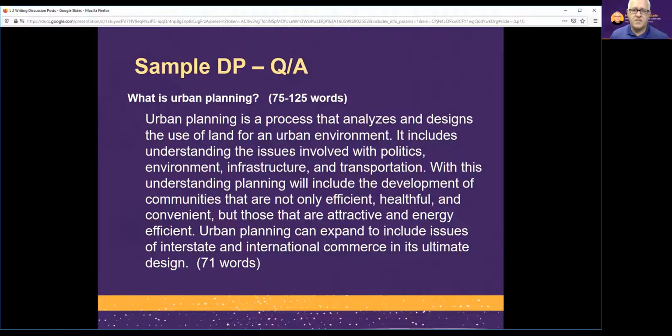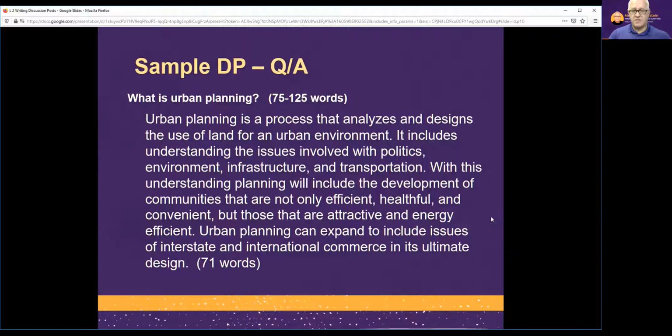Urban planning is a process that analyzes and designs the use of land for an urban environment. It includes understanding the issues involved with politics, environment, infrastructure, and transportation. With this understanding, planning will include the development of communities that are not only efficient, healthful, and convenient, but those that are attractive and energy efficient. Urban planning can expand to include issues of interstate and international commerce in its ultimate design.